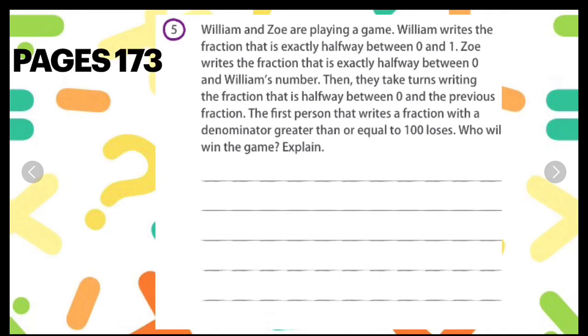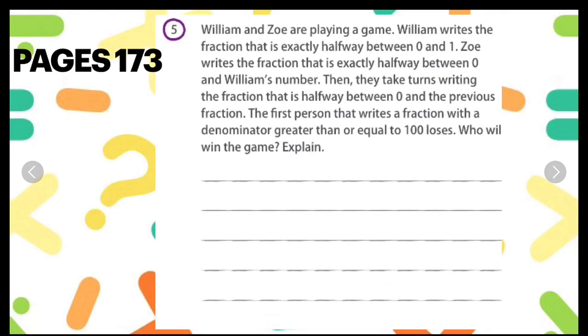On exercise number 5 from this page 173, what do you have to do? Well, in this case it says William and Zoe are playing a game. William writes the fraction that is exactly halfway between 0 and 1. Zoe writes the fraction that is exactly halfway between 0 and William's number. Then they take turns writing the fraction that is halfway between 0 and the previous fraction. The first person that writes a fraction with the denominator greater than or equal to 100 loses. Who will win the game?